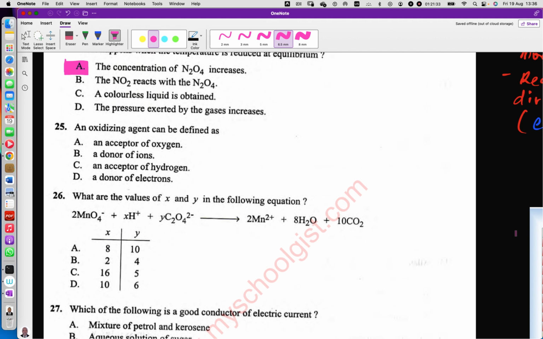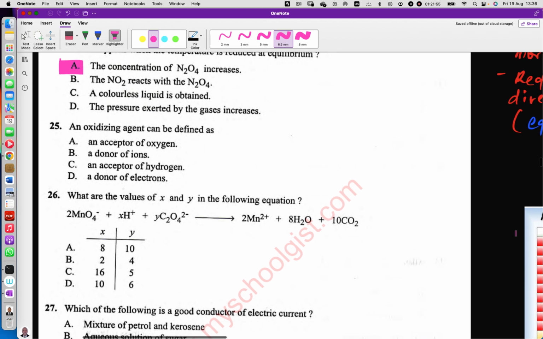Okay. 24 is A. 25. An oxidizing agent can be defined as acceptor of oxygen, a donor of ion, an acceptor of hydrogen, and a donor of electron.